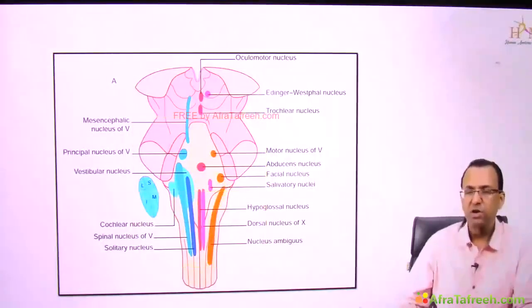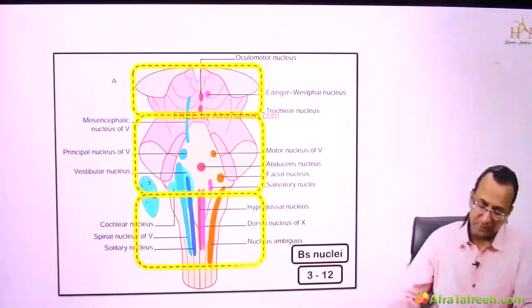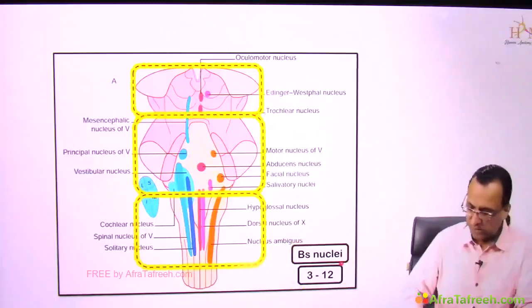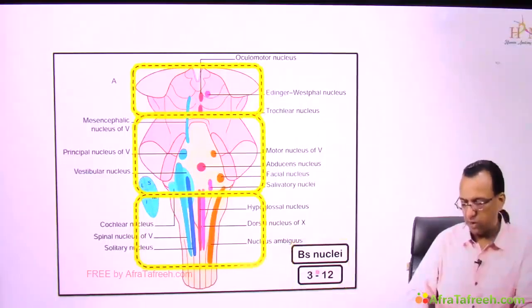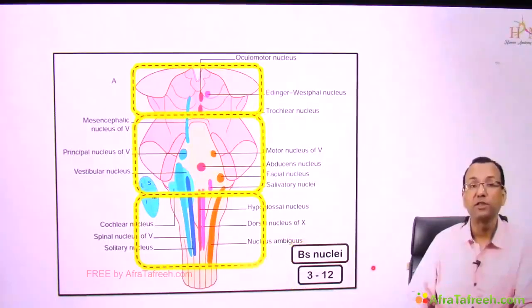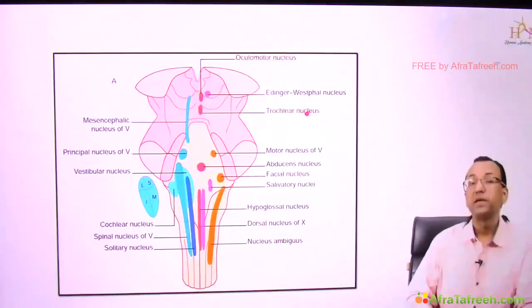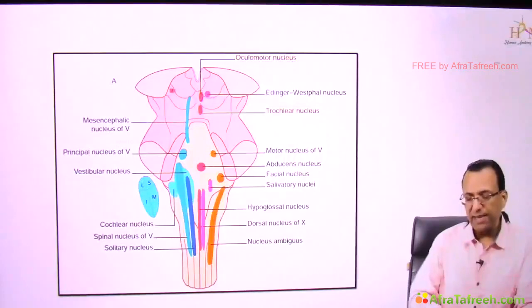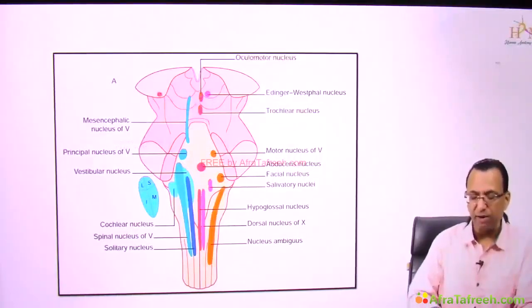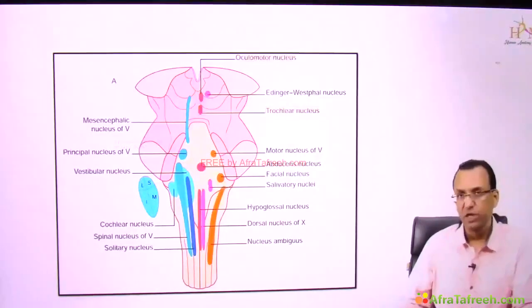And we want to talk about some of the nuclei inside. Then we draw a diagram also. You see, the number 3 to 12 cranial nerve nuclei are found in the brainstem. That's what we want to discuss. The number 3 and 4 nuclei are in the midbrain. Now, number 3 nucleus is at the level of superior colliculus, and number 4 nucleus is at the level of inferior colliculus.